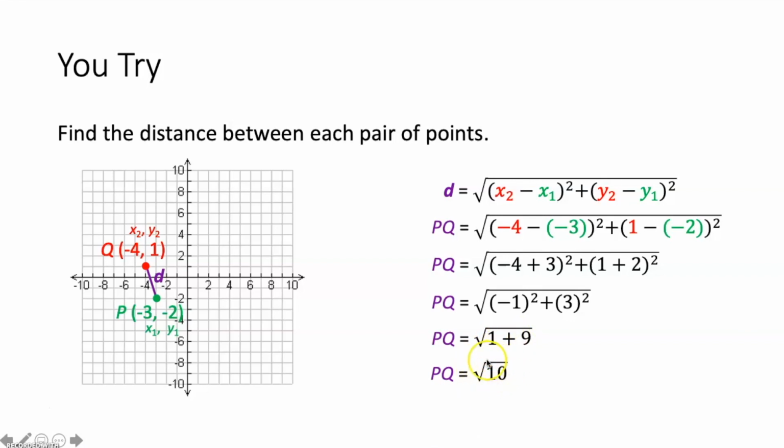Can I simplify this? No, there's no perfect square that goes into this, and we'll get into that more later on. This is as simplified as this radical gets. So you just leave your answer as rad 10 units. That is the distance between points P and Q.